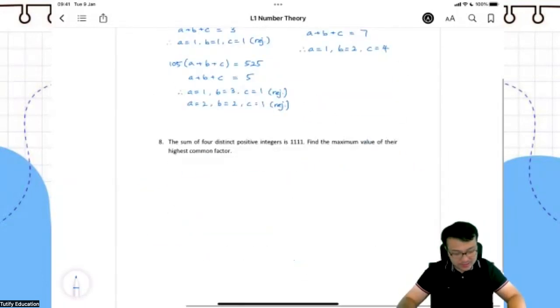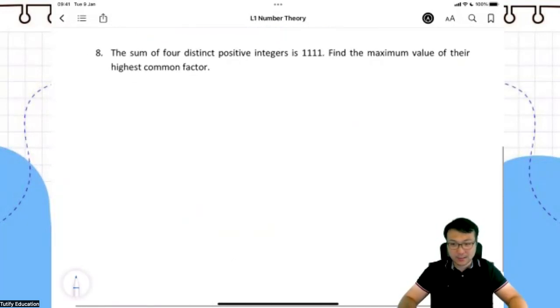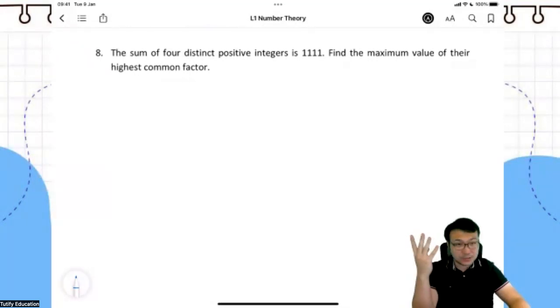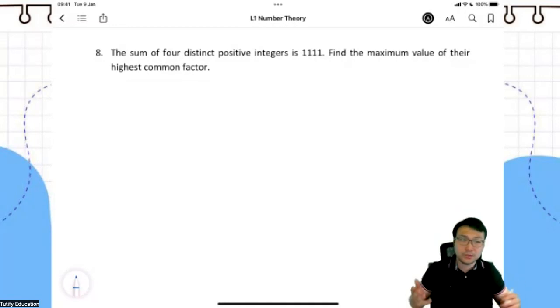Okay, let's move on to the next question. Now, students, in this case, it is a little bit different. Now they are giving you 4 numbers. Not only 3 numbers, right? Now there's 4 numbers. And they gave you the total sum is 1111. And they did not give you any options, you know. They did not give you multiple choice, you know. So how are you going to know what number to test? The truth is, we don't know.